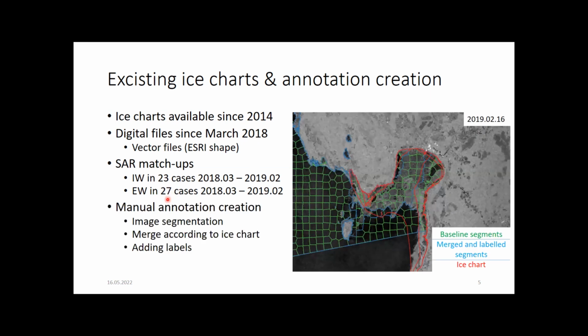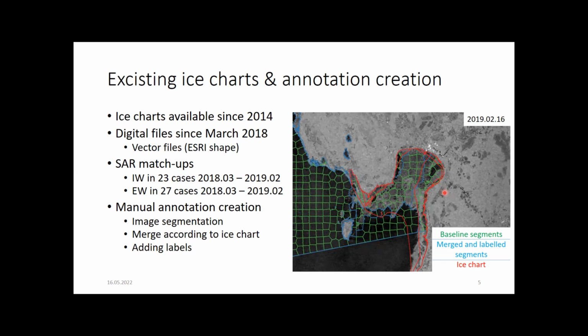And making the annotation for machine learning application, we first segmented the whole image, these green squares and different various areas highlighted here. This is done by an already existing algorithm.